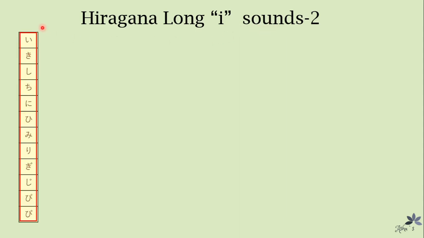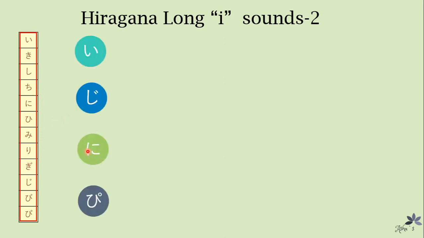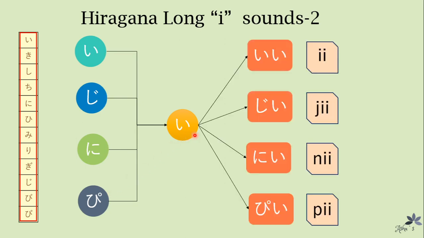For this, we have to take the alphabets from the E column. That is to say, E, Ki, Shi, Chi, Ni, etc. To these alphabets, we are going to add the vowel E. For example, here I have taken E, G, Ni, and P. To these alphabets, when E is added, we get the long E sounds.